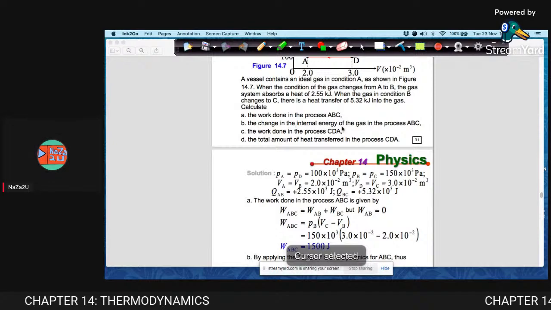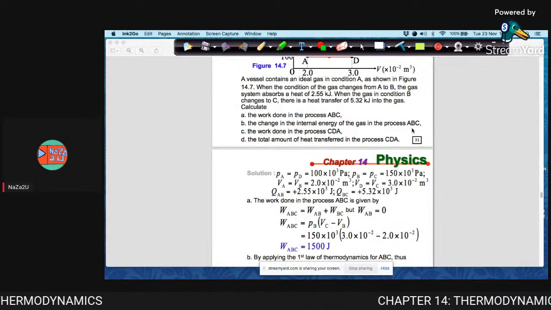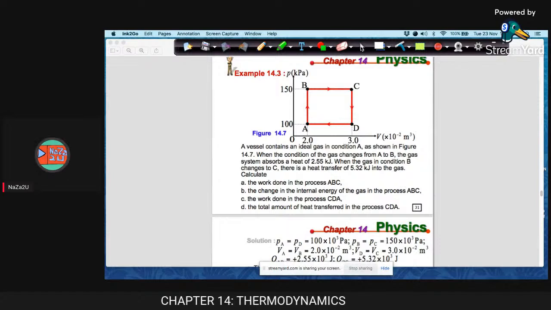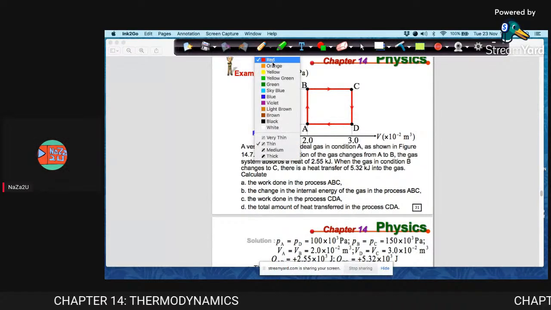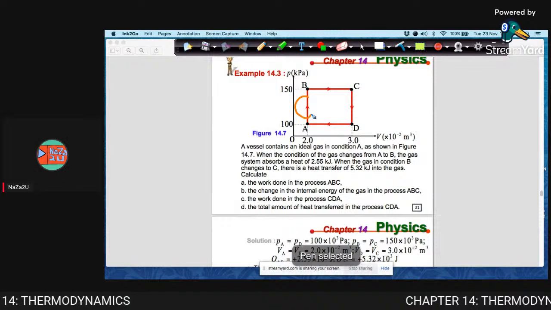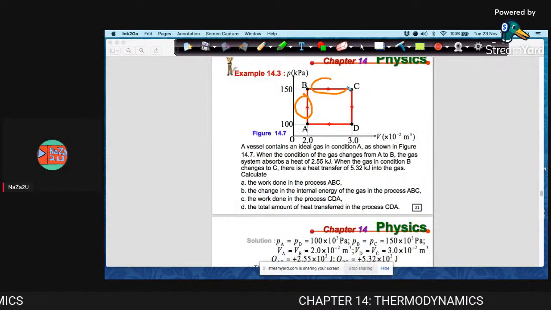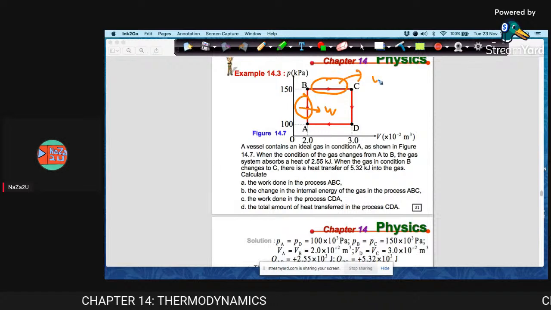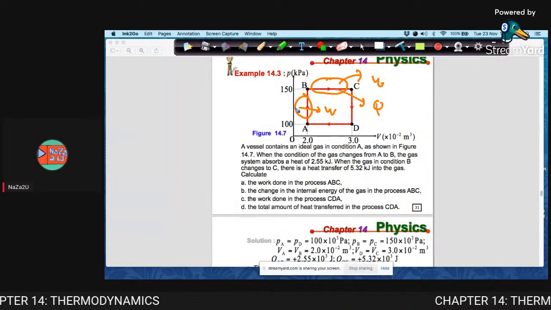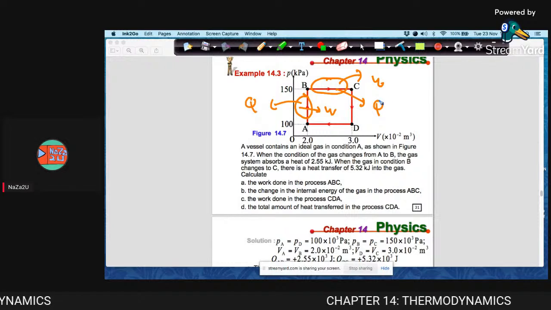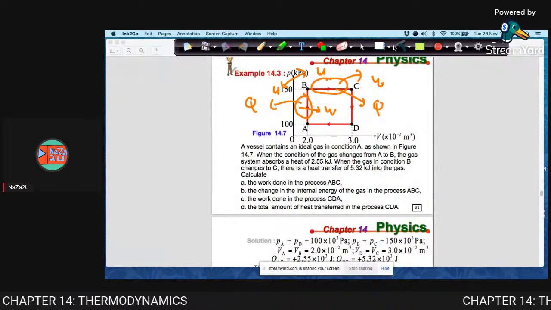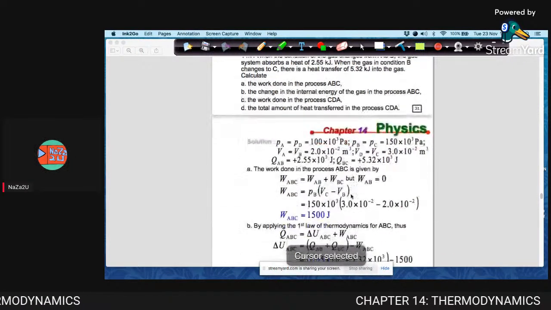Yang kedua, change in internal energy in the process ABC. Okay, kalau kita tengok kat sini, change in the internal energy, kamu kena kira lah internal energy masa AB, internal energy pada BC. Kerana pada kat sini kita dah tahu dia punya work, kita dah tahu dia punya Q, automatic. Ini ada U, ini ada U. So change dia berapa? Jadi kita tengok penyelesaian dekat sini.